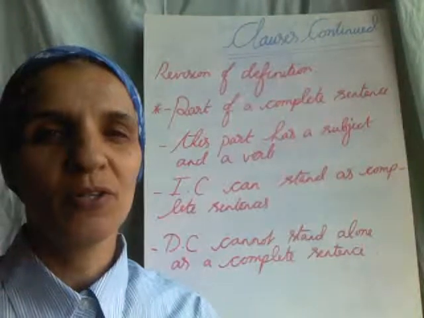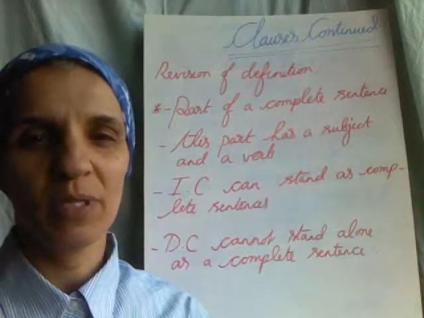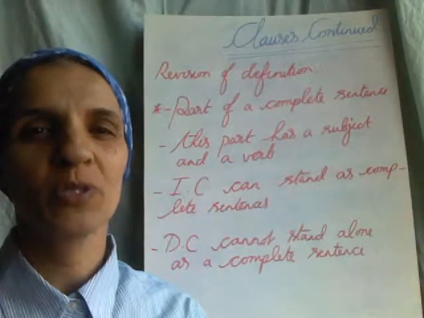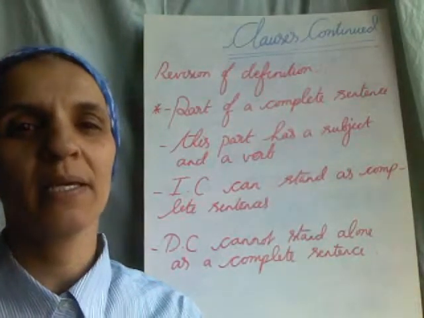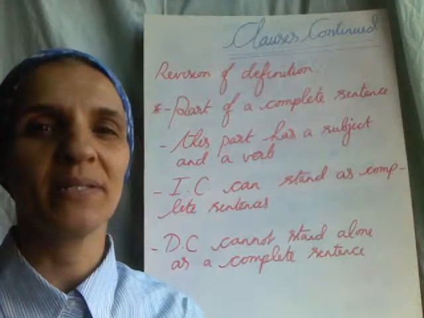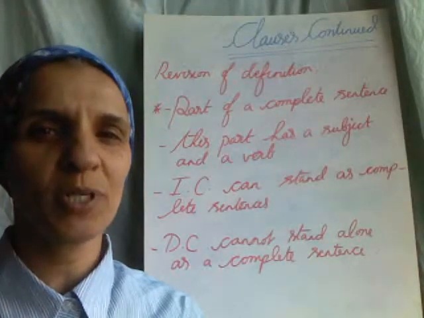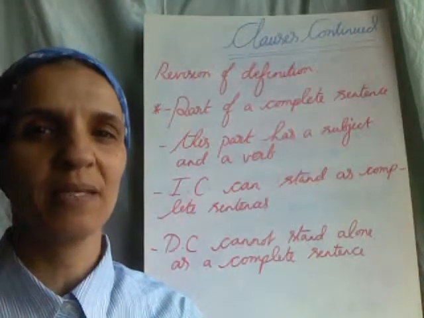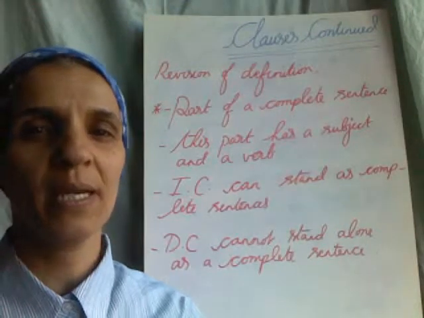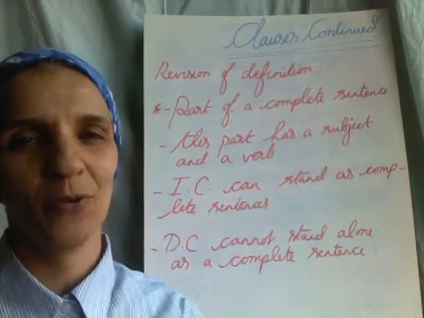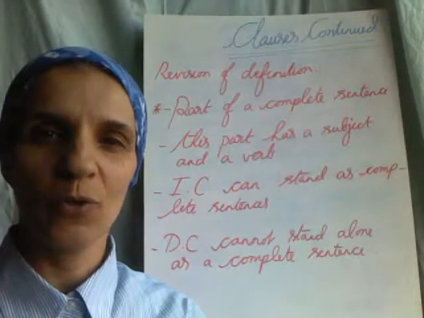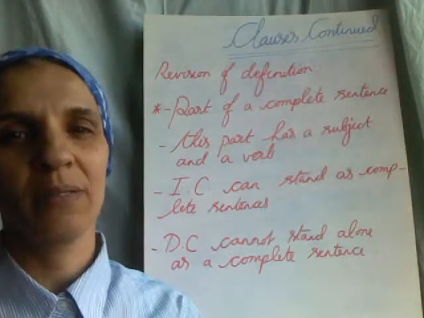Today's lesson is a continuation about clauses, and I'm going to quickly revise the definition of a clause. It's a part of a complete sentence and it has a subject and a verb. That is the meaning of clause. And we discovered yesterday that there are two kinds of clauses: the independent clause and the dependent clause.